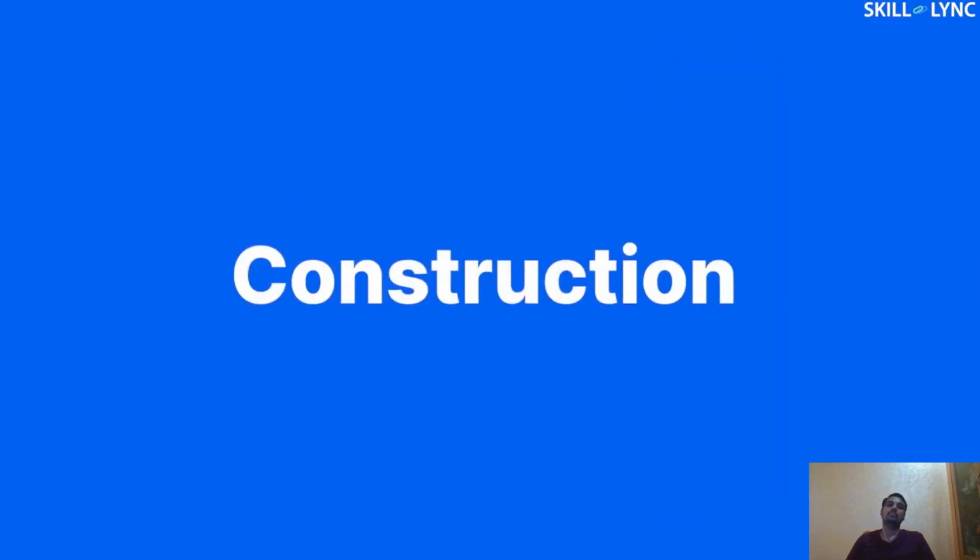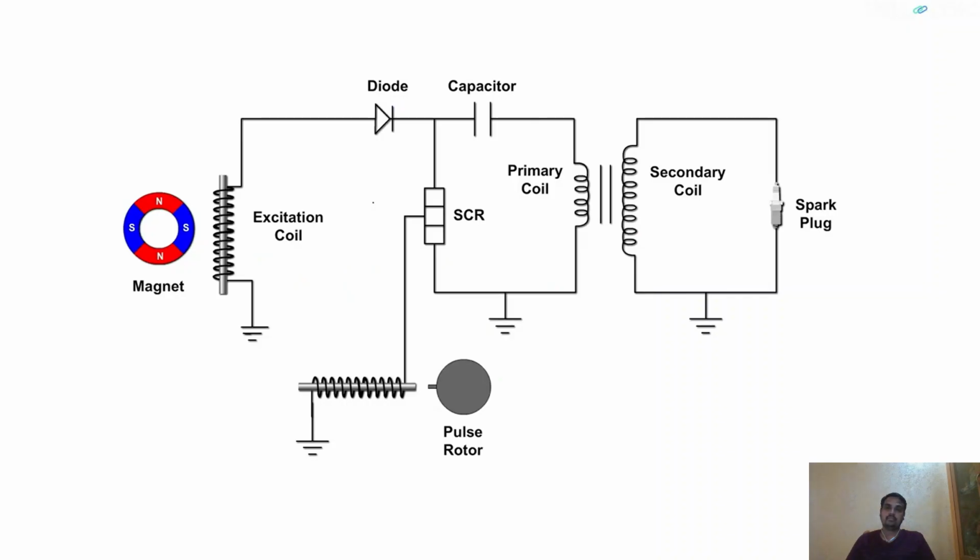Now, let us see how these components all together make up the CDI system. The excitation coil is connected with the diode and the capacitor in series. One end of the primary winding is connected to the capacitor and the other end is connected with the SCR. The SCR is in turn connected with the triggering unit and the capacitor. The secondary coil is connected with the spark plug. Now let's see how the system works.